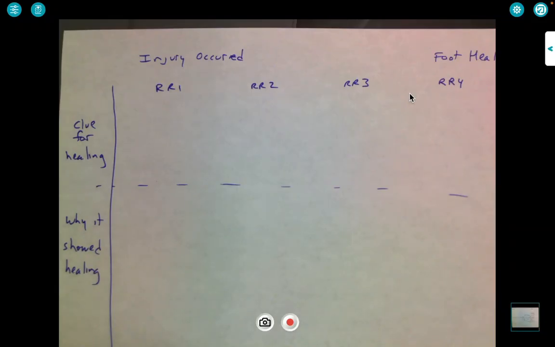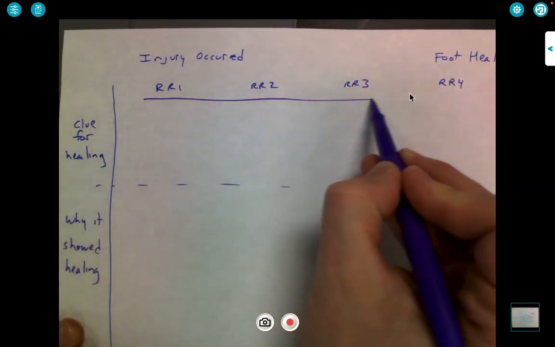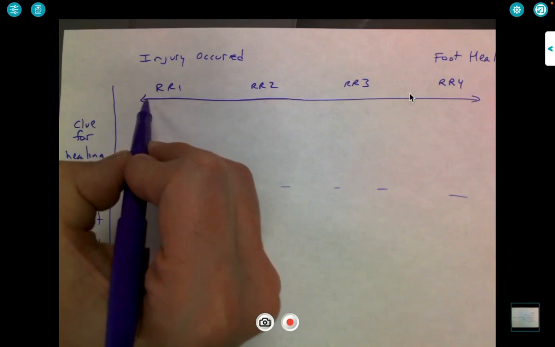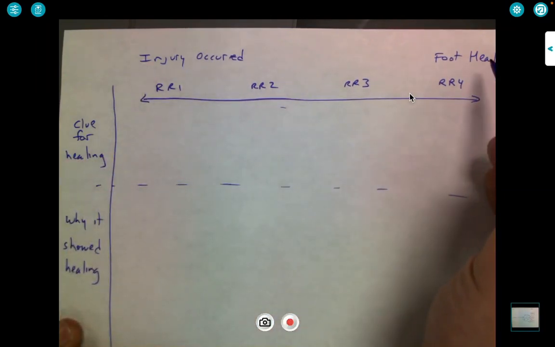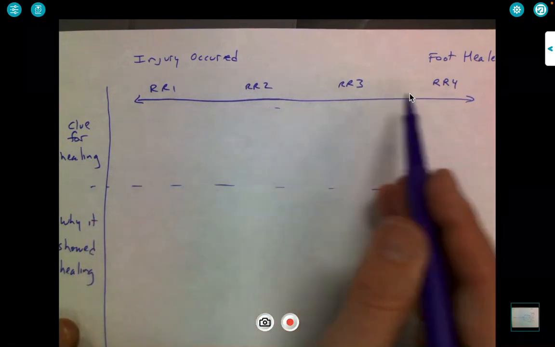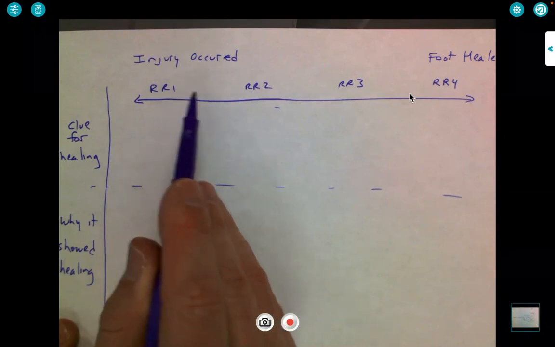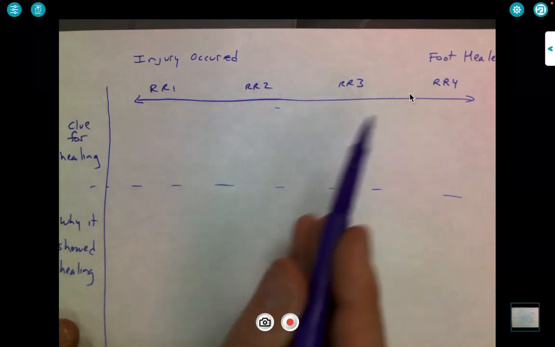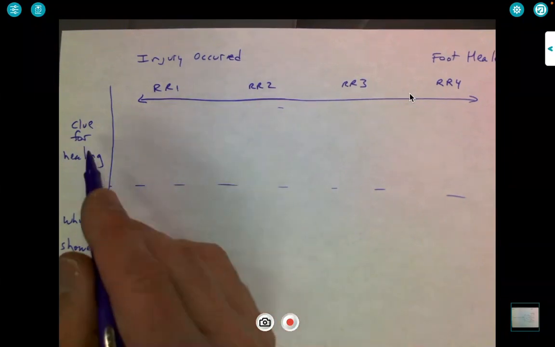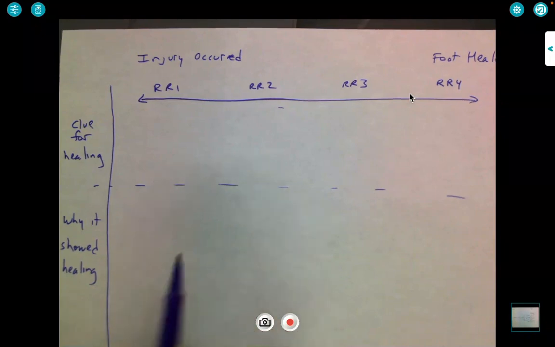Okay, so we have our chart, and it just has a timeline. So we're kind of going from when the injury happened, over on the left here, to when the foot was healed on the right. We have RR1, RR2, RR3, and RR4. That's recovery report 1, recovery report 2, 3, and 4. And we're going to look for clues for healing or signs of healing, and then why it showed that it was healing. So we're going to keep switching back and forth between a report and coming back to this document.